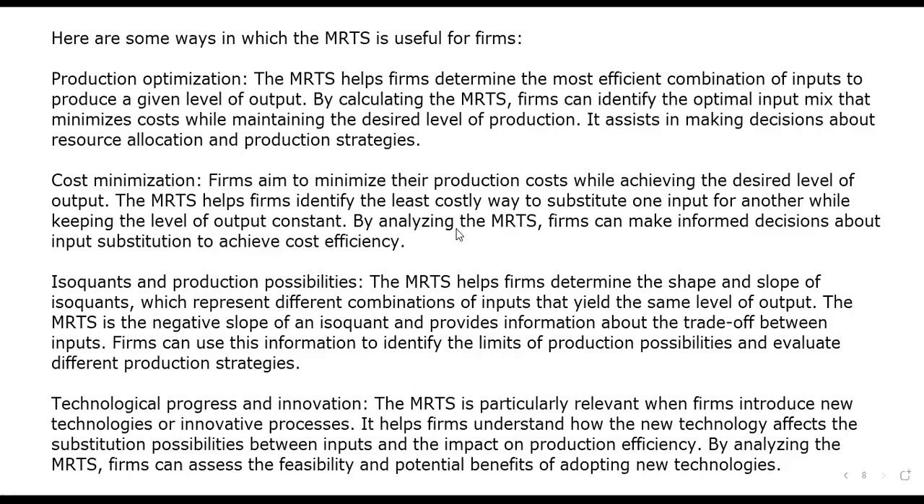Then lastly, technological progress. MRTS is particularly relevant to firms who want to introduce a new innovation. It helps them understand how the new innovation will affect the substitution possibilities between inputs and the impact it has on production efficiency by analyzing the MRTS. Are we together?